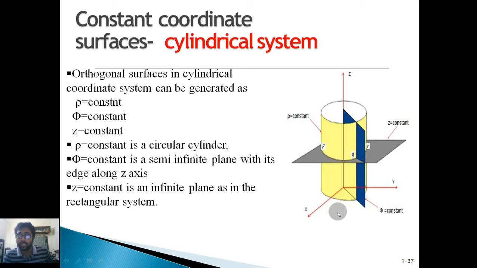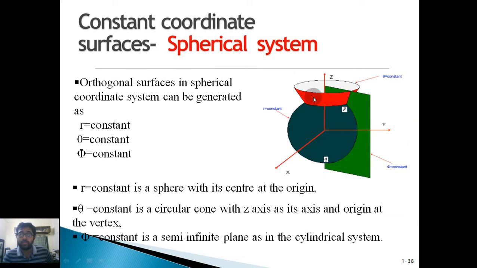We have already described that, and these are the pictorial depictions: if rho is constant we get a circular cylinder surface. If phi is constant we get a vertical plane, and if z is equal to constant we get a horizontal plane. The same thing is also here: if theta is constant we get a spherical surface. If r is constant we get this kind of plane, and if phi is constant we get the same vertical plane that is normal to the y axis.